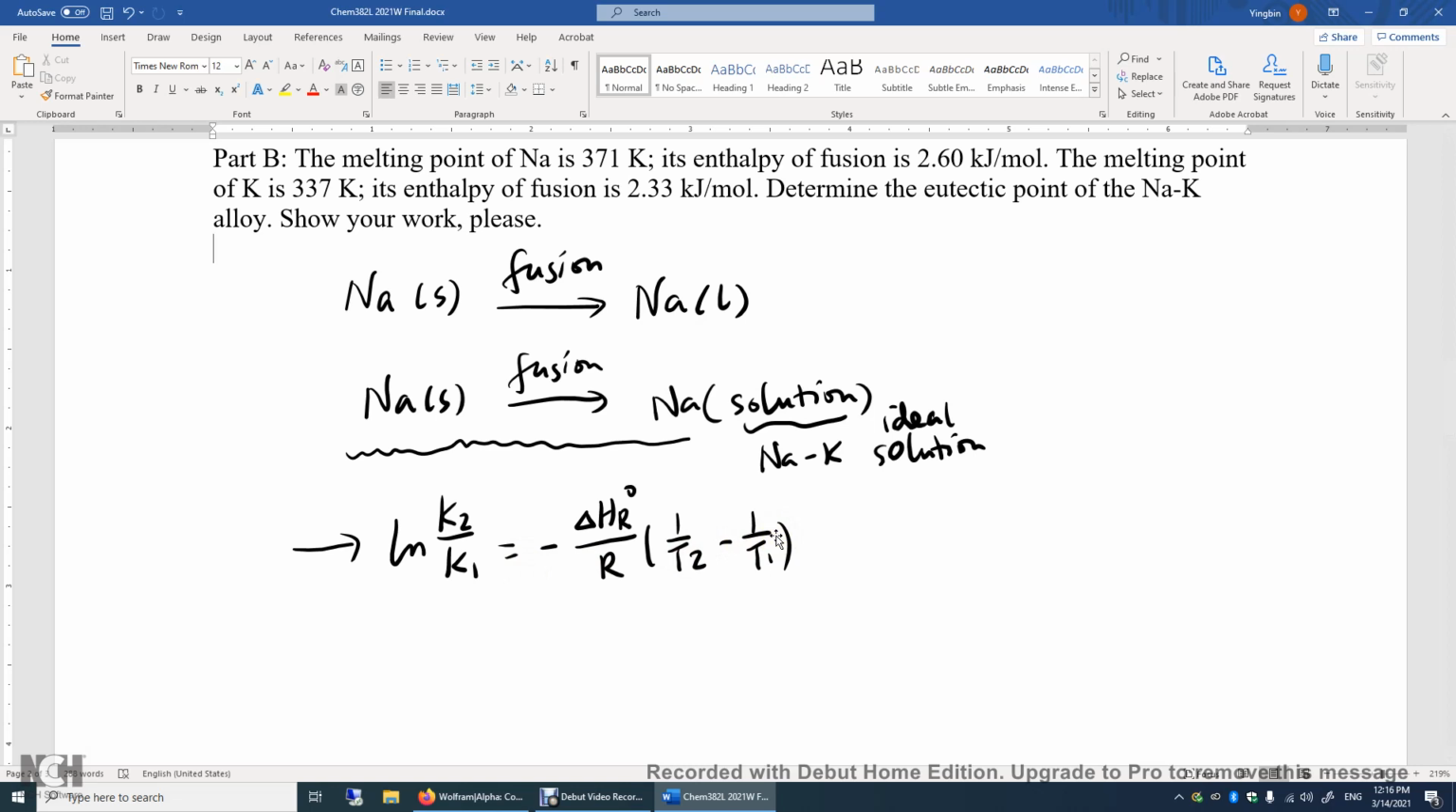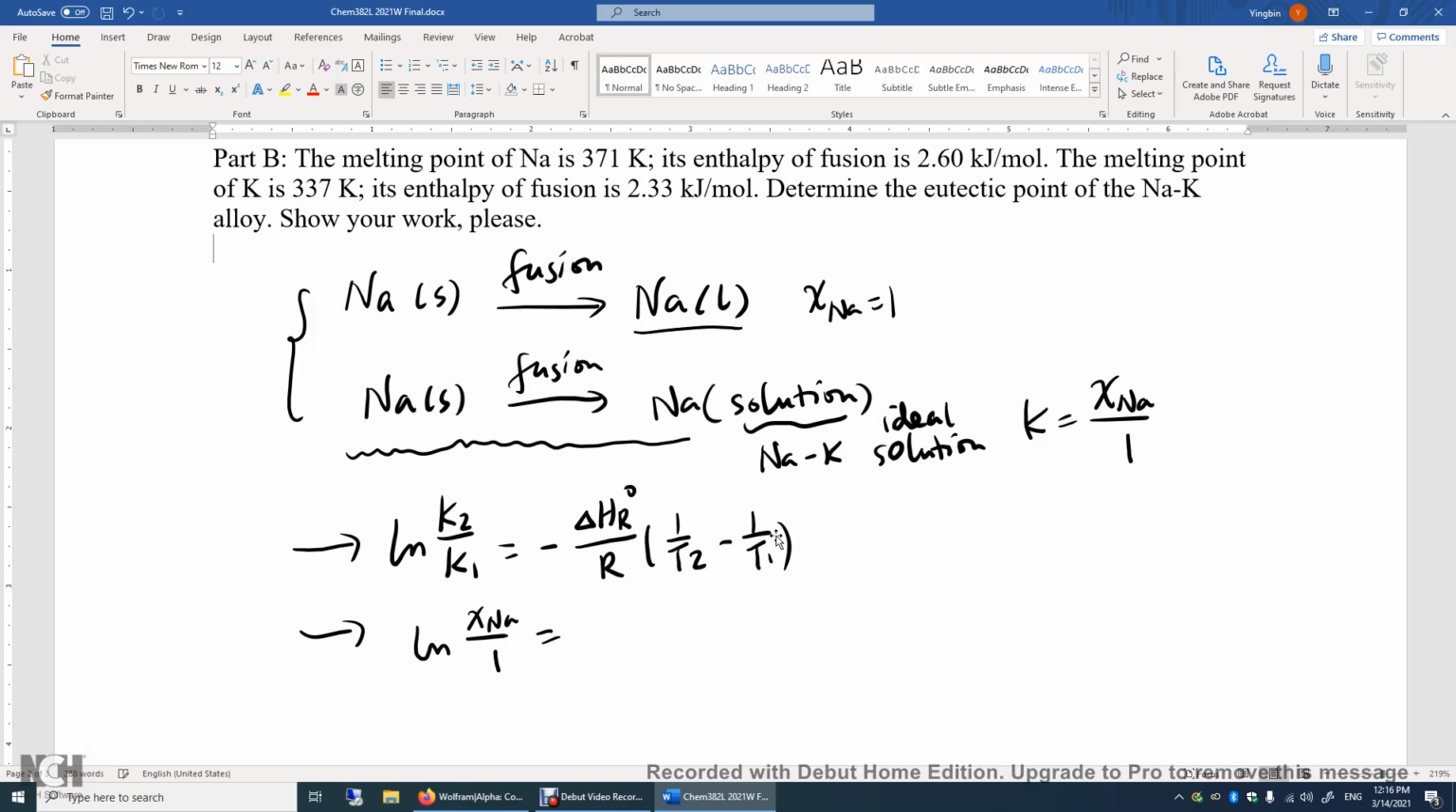And what is K for this physical process? So for this K, it's going to be just X of sodium on top. And on the bottom, you have pure sodium solid. So it's going to be 1. And then it's going to give us this equation, X sodium over 1. So that's pure over here. X sodium is 1. So we have, again, two reactions here.